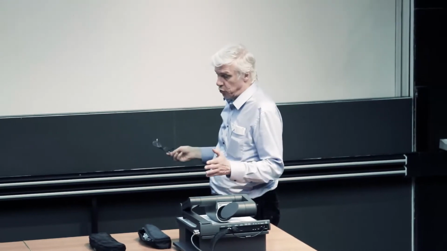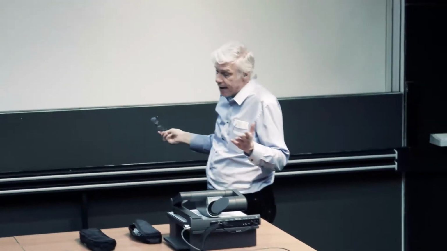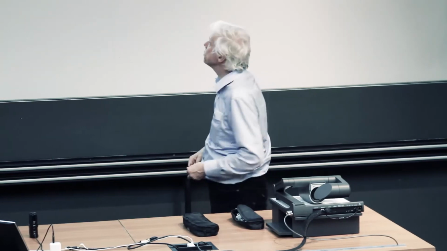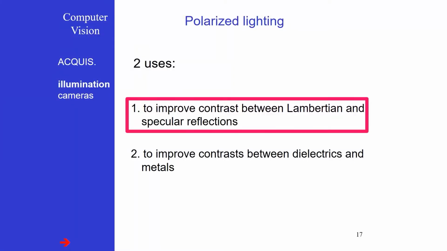So, polarization will always cost you light. That's the pain, that's the price you have to pay. If using polarization, you will lose light. But now we'll see how we can actually use it in order to simplify inspection problems. So the first example is to improve the contrast between Lambertian and specular surfaces.